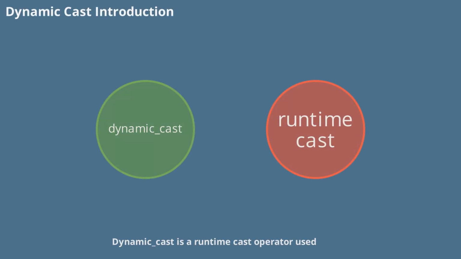Dynamic cast is a runtime cast operator used mainly with pointers and references to classes. It checks the validity of the cast at runtime, making it safer for downcasting in polymorphic class hierarchies. If the cast is invalid, dynamic cast returns a null pointer, preventing undefined behavior. This makes dynamic cast ideal for situations where you need to ensure the object's actual type before performing the conversion.